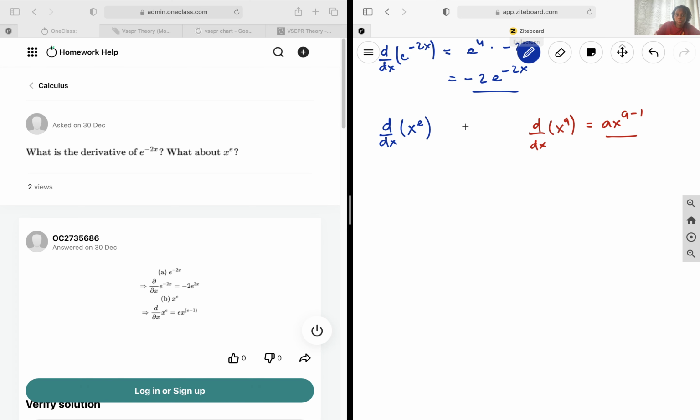And so when we have that a is equal to e, that means a minus 1 is going to be equal to e minus 1. We will get that d over dx of x to the power of e is going to give us e multiplied by x to the power of e minus 1, according to the formula that we have here. And so these two are going to be our final answers for this question.